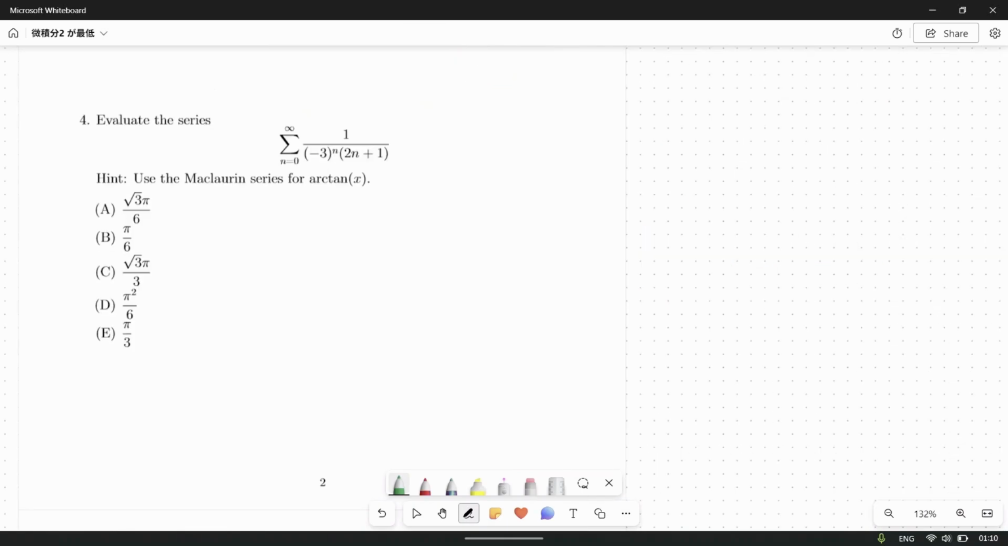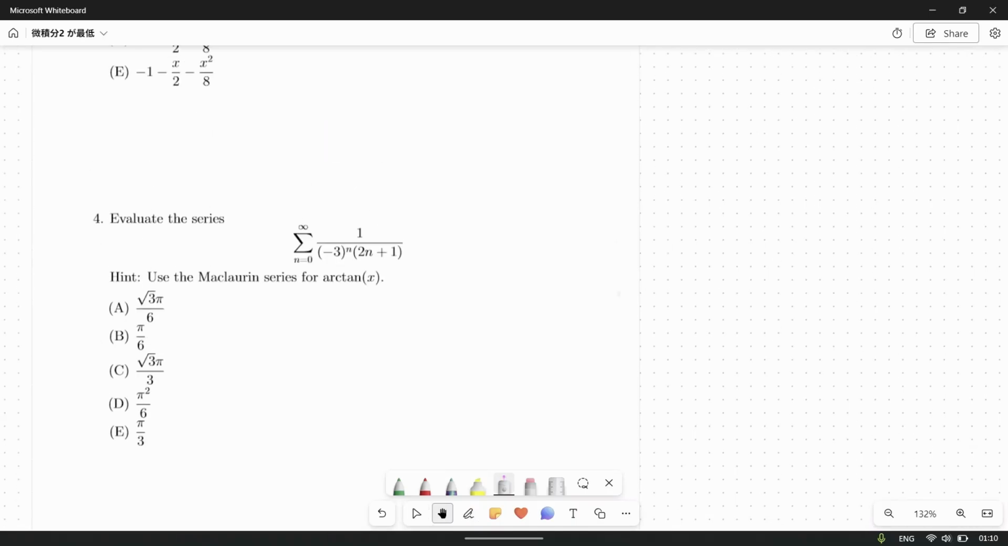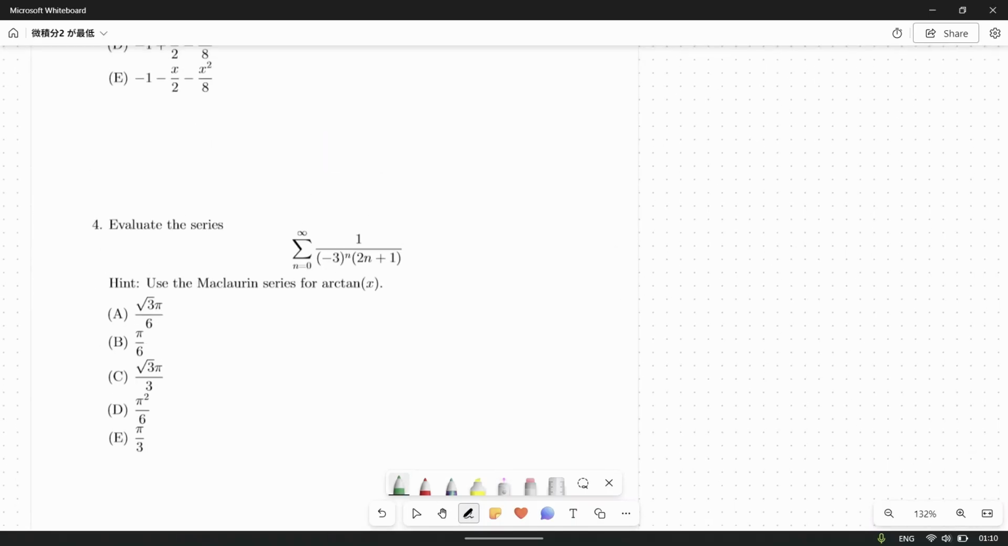Alright, so this question is asking us to evaluate the following series, and it also gives us a very important hint. It's telling us to use the Maclaurin series for arctangent of x to get somewhere. That hint is very important, and you should take note of it, because if you look closely, you'll come to realize that this series actually takes a form that's very similar to the Maclaurin series for arctangent of x. So let me write that up here real quick.